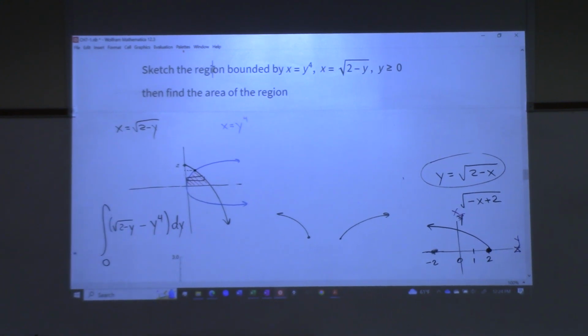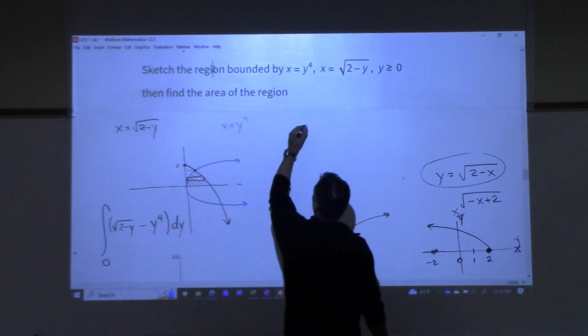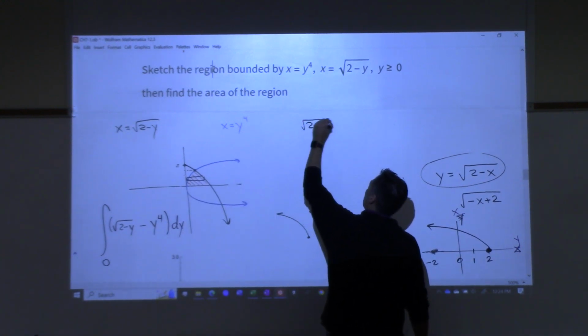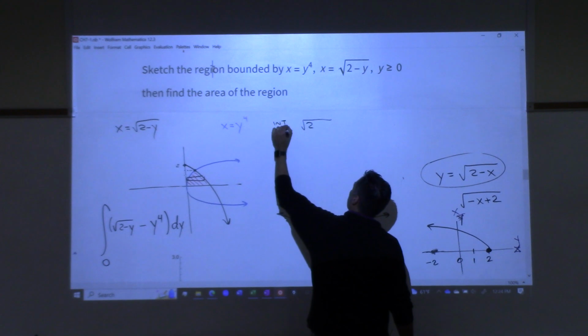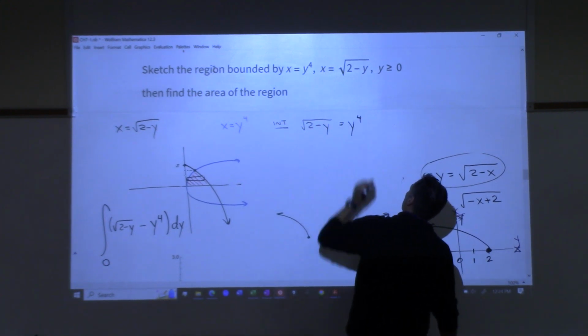Not at 2 though, right? Because 2 is further up. I need to know where they hit each other. So I have to set them equal to one another, right? So I set, this is my intersection here. I set 2 minus y equal to y to the fourth.